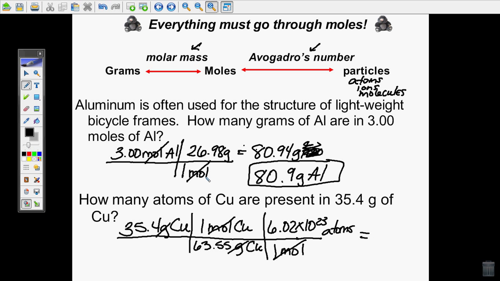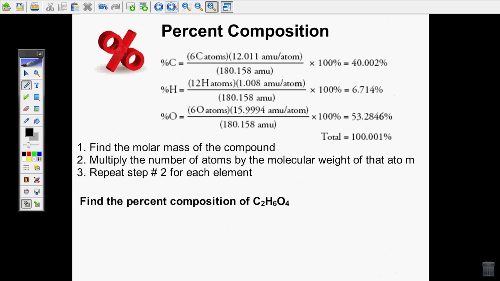Now I'm going to multiply across the top, times 10 to the 23rd, and divide by what's on the bottom. Okay, and I got 3.315. I only need 3 sig figs, so 3.32 times 10 to the 23rd atoms of copper. Okay.